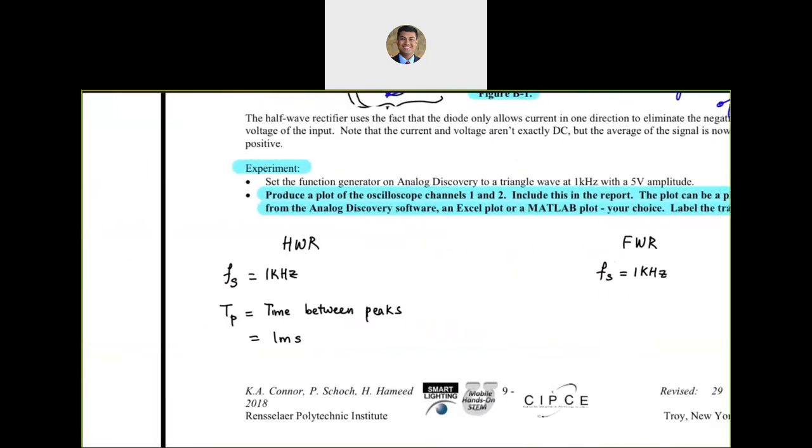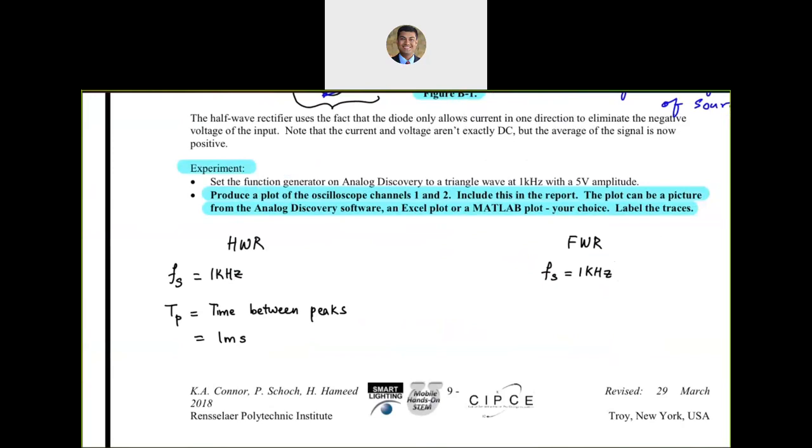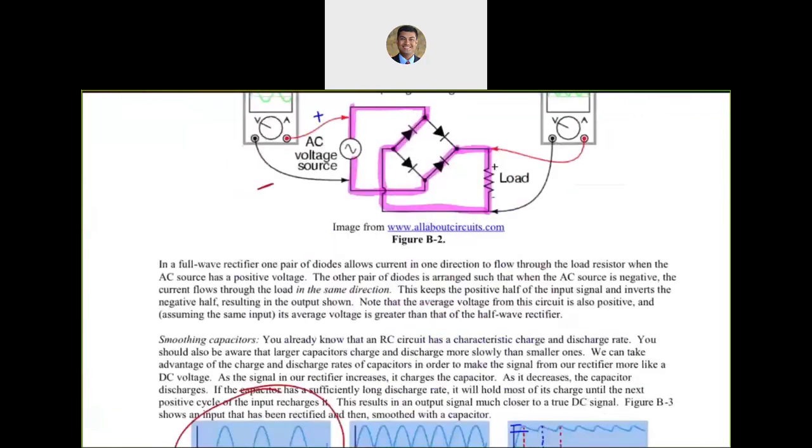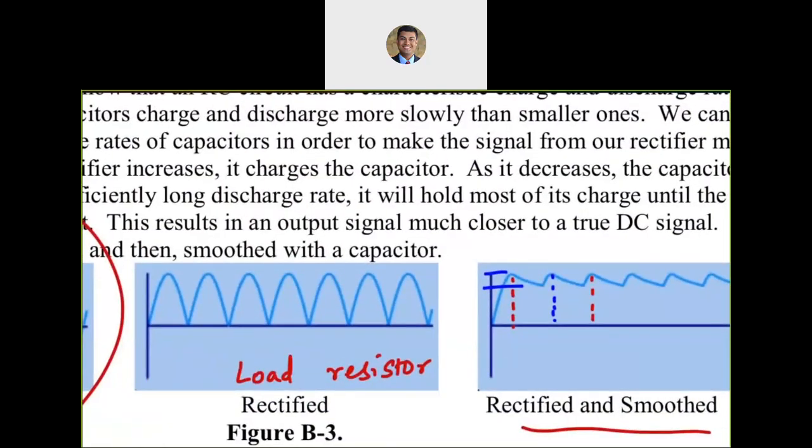But for the full wave rectifier, time between peaks is going to go down by a factor of 2. So it's going to become 0.5 millisecond. So the time period is becoming half. In other words, the frequency of that ripple is going to double. So more frequent ripple, and that is illustrated on the next line over here, because it's now getting both of them, positive as well as negative half cycles.